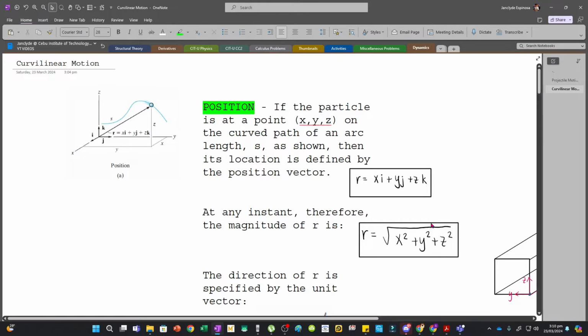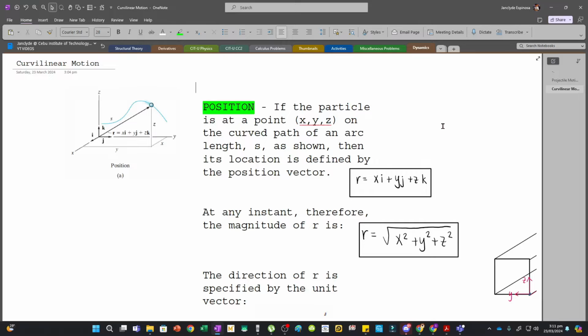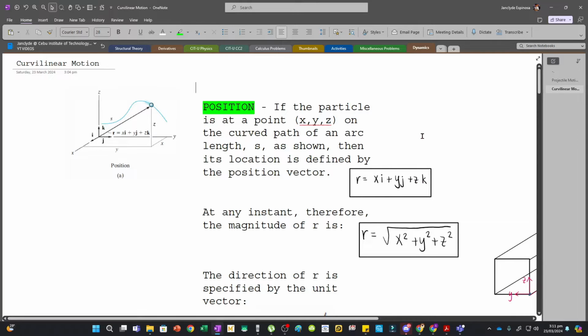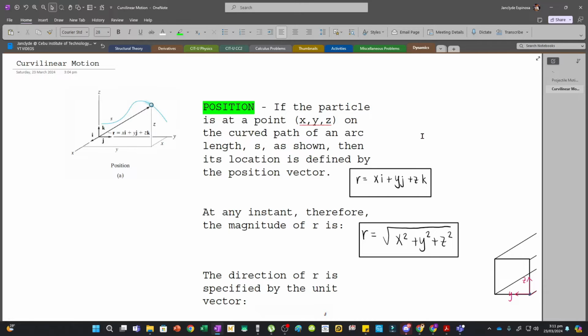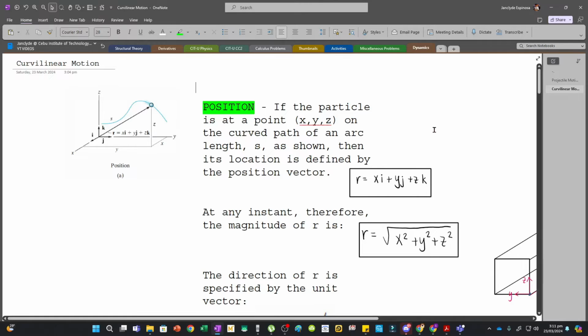In this lesson, we're going to focus on curvilinear motion. I will assume that you have already discussed the concepts of position, distance, velocity, and acceleration in your previous topics. So we'll just cover some important aspects, and then we'll move on directly to problem solving.